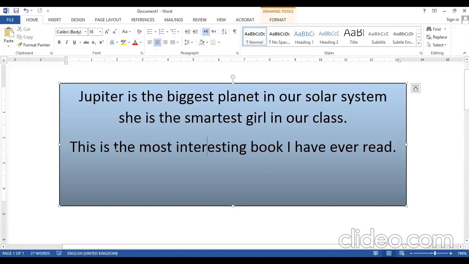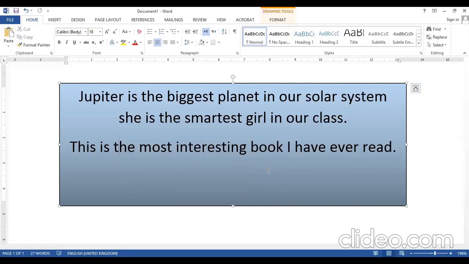And what about here? This is the most interesting book I have ever read. The original adjective is interesting because it contains more than one syllable and it does not end in y, so we should use the most version of forming a superlative adjective. We should not add est. We should precede it with most, and before most, we should put the article the, right? So it becomes the most interesting book I have ever read.